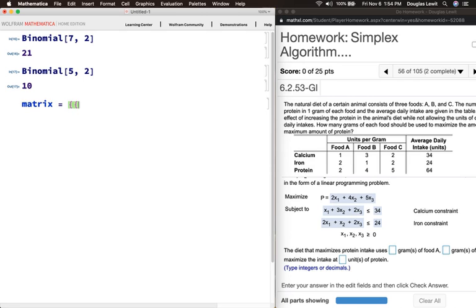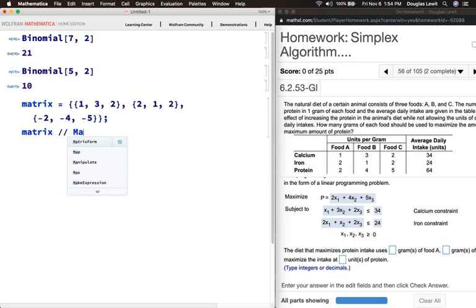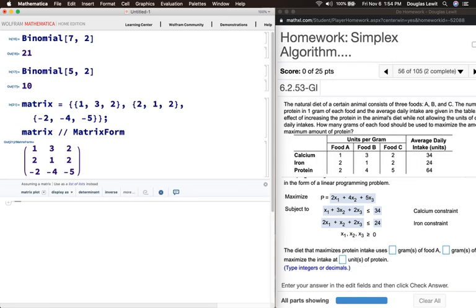Is equal to 1, 3, 2, and I'm looking at these numbers right over here. 1, 3, 2, and then 2, 1, 2, and then on the bottom I'm going to have negative 2, negative 4, negative 5. These are these numbers here, but I have to reverse their signs, okay? And let's make it look pretty. I do need that semicolon. Matrix form, shift enter. Okay, terrific. So that's the beginning of my matrix.